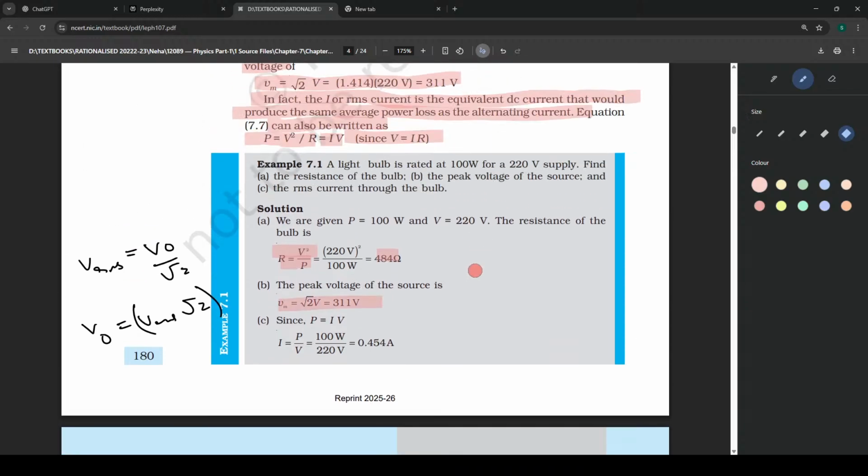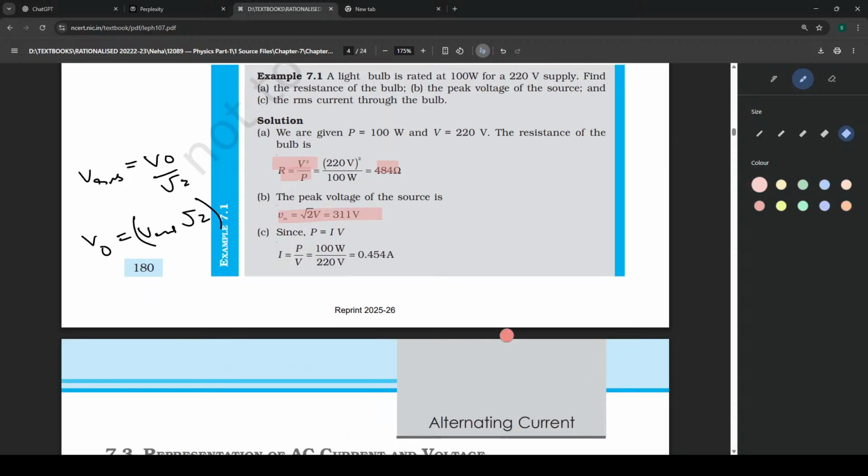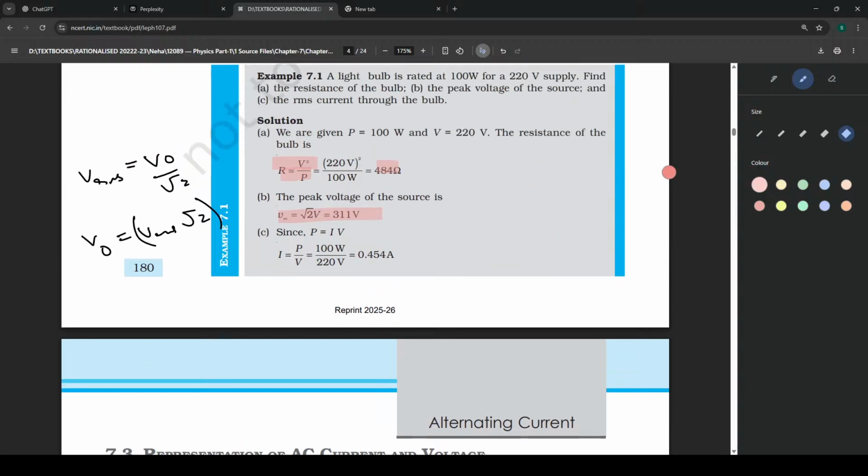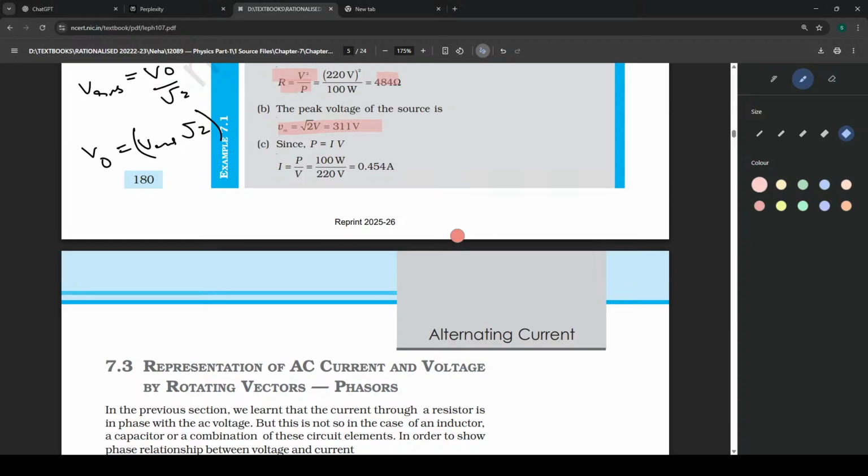Now the next question, they asked for the RMS current. We know the formula P equals IV, and I here is the RMS value. In such a case, I equals P by V, and we will get 0.454 ampere as the RMS current. And if they ask for the peak value of current, then we just multiply this RMS value with root 2. We'll get some 0.7 or so.